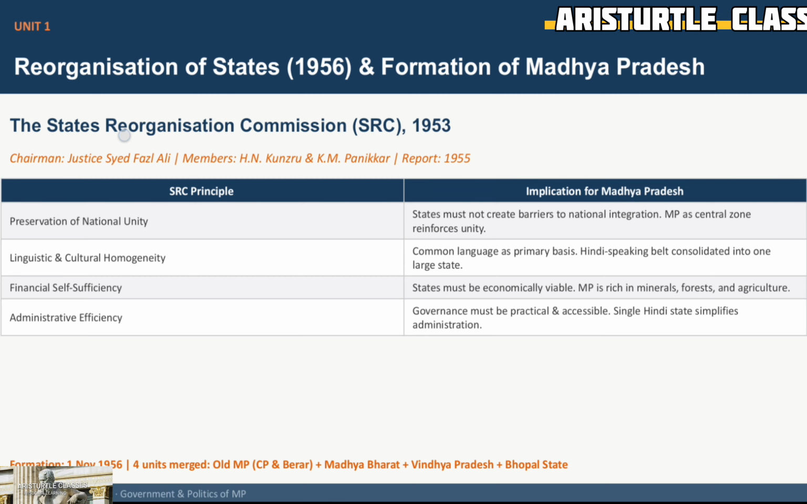Okay, so let's start. As you know, once we got independent, we integrated the different princely states and provinces into India. Then we reorganized those states. So there was a commission for the same, which was known as the State Reorganization Commission or Fazal Ali Commission. It was constituted in 1953 and it presented its report in 1955. So what was the major recommendation of this commission?